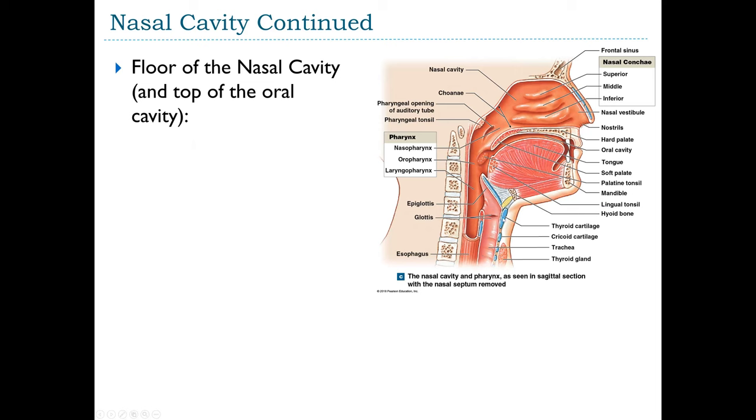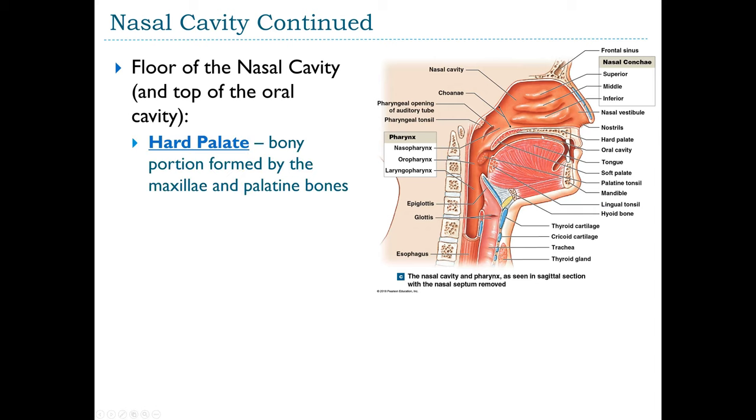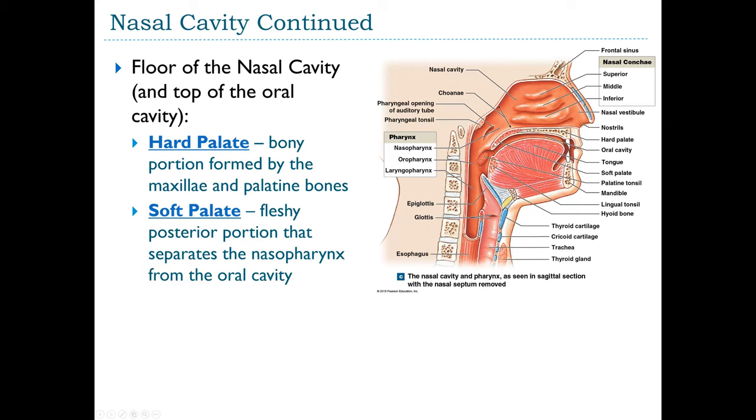So now let's look at the floor of the nasal cavity, which is also the roof or the top of the oral cavity, and it is made up of two parts. The first is the hard palate, which is the bony portion that is formed by the maxillary and palatine bones, and again, those were covered last semester. And then the posterior portion is called the soft palate, and this is the fleshy posterior portion that is going to separate the nasopharynx from the oral cavity, and we'll talk more about the pharynx in an upcoming section.